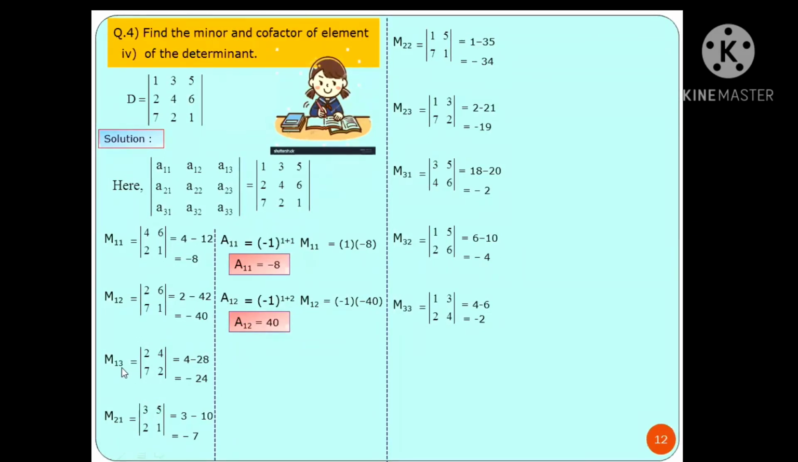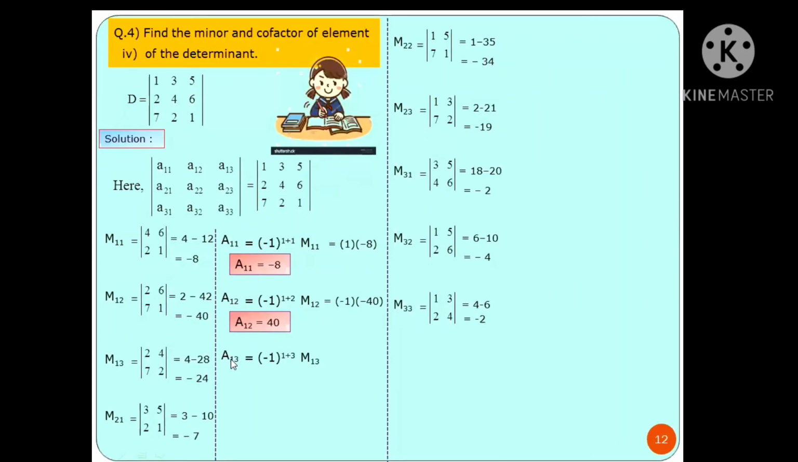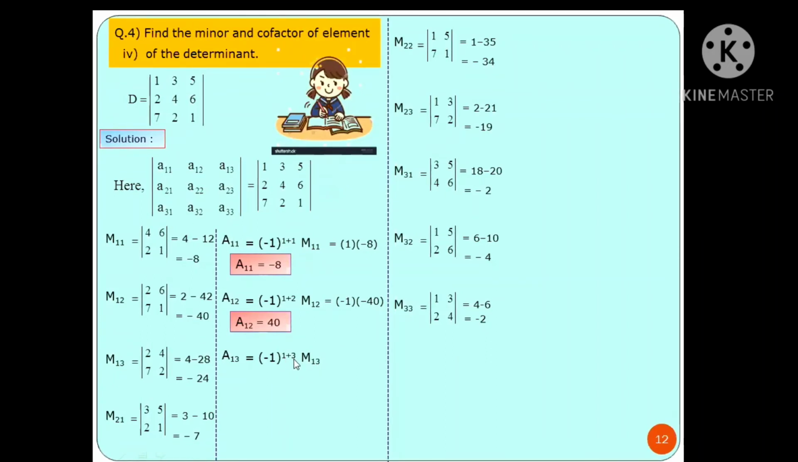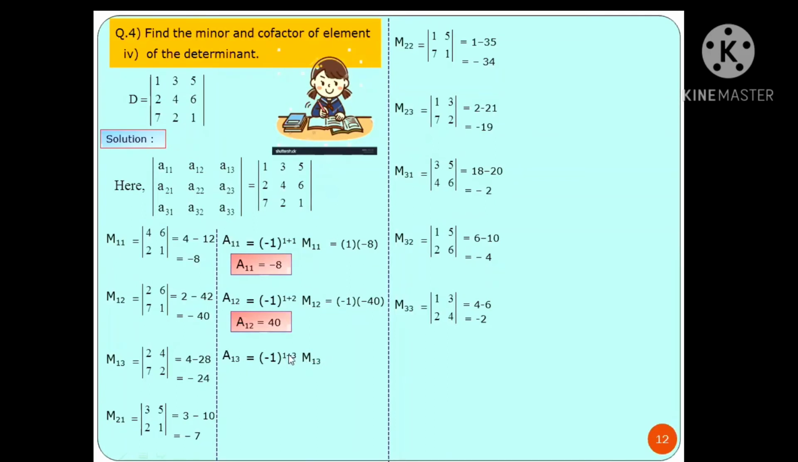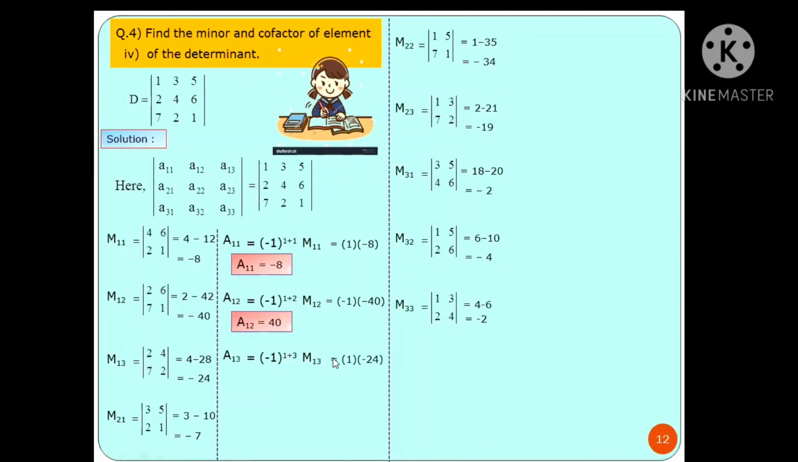Calculating next the value for cofactor A13, it is equal to minus 1 raised to power 1 plus 3 into M13. Check here, the sum of the indices 1 plus 3 is 4, minus 1 raised to 4 is plus 1. And the value for M13, calculated already here, is minus 24. Therefore, A13 is 1 multiplied by minus 24, the product is minus 24.